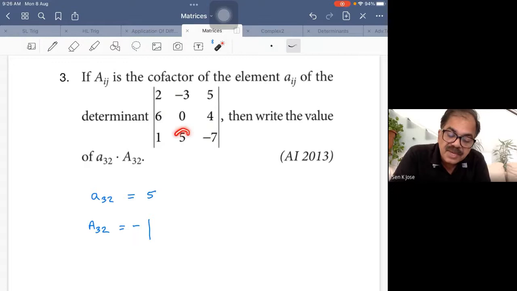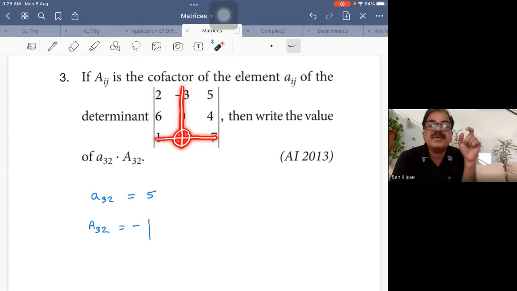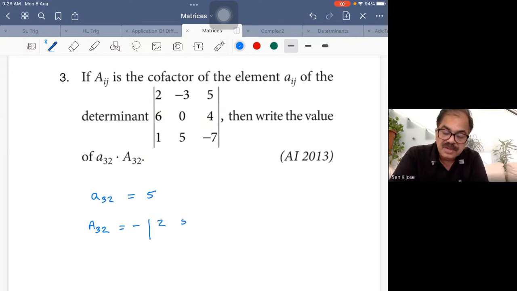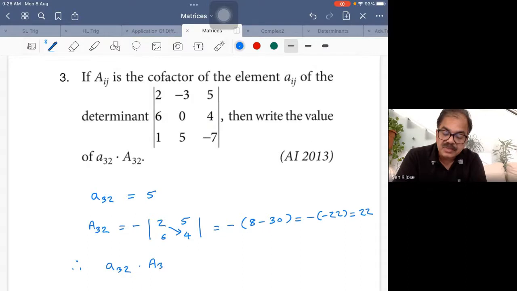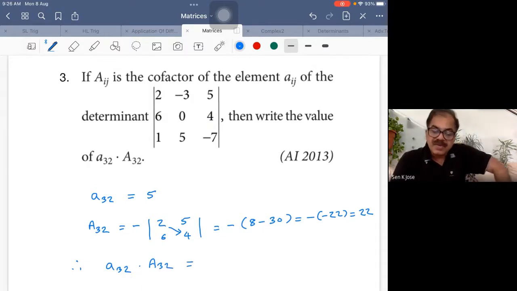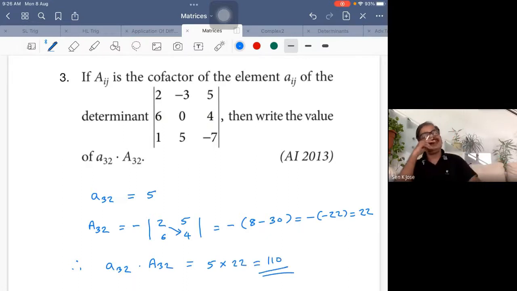Now what's the minor of A32? Delete the row and the column it belongs to. You can see 4 different numbers now: 2, 5, 6, 4. Cross multiply. So that's negative of 8 minus 30, which is negative of negative 22, which is 22. Therefore, what they are asking for is a32 multiplied by A32, the element multiplied by the cofactor: 5 into 22. 110 is the answer.